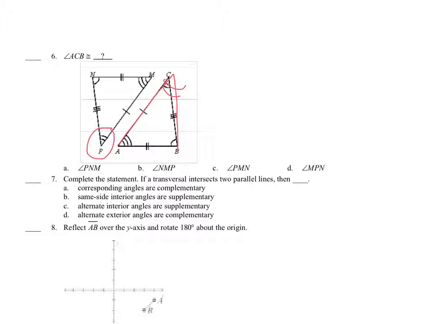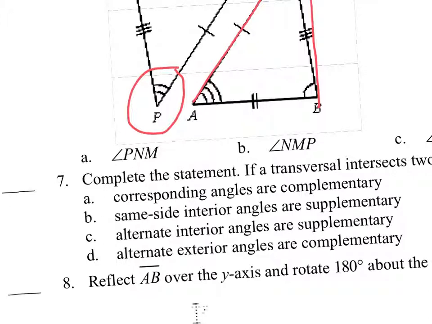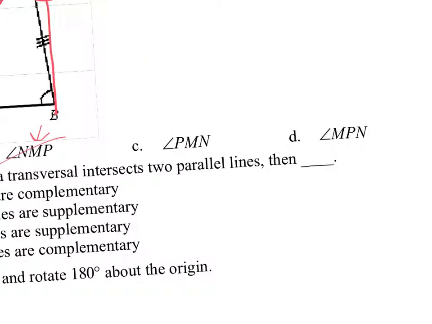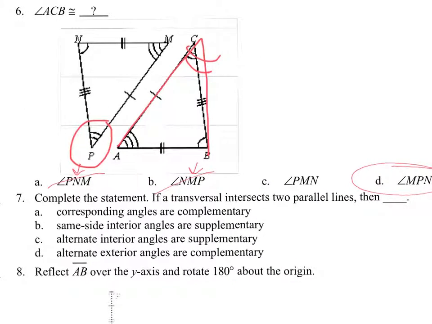Now they name them differently. PNM, remember the middle letter, let me zoom in here, the middle letter would be the vertex. So if N is the vertex, that's not our answer. If M is the vertex, that's not our answer. P actually is our answer, because it's the vertex, and MPN would be that angle right there, which is the one we're talking about.